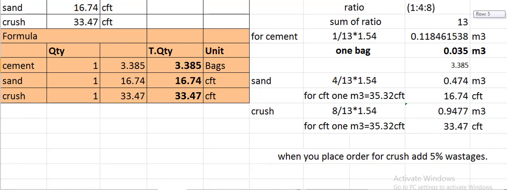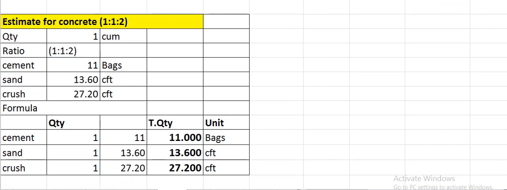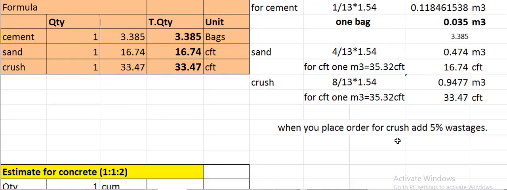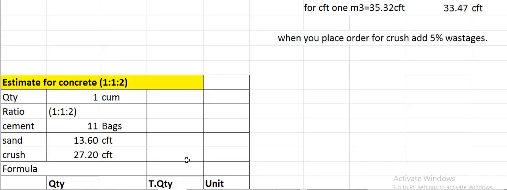cubic feet. Similarly, if the ratio is 1:1:2 class A concrete, we require 11 bags for 1 cubic meter of concrete. We adopt the same formulation as here, and here the ratio 1:1:2, the total becomes 4. We use the same formulation, you can see here. The same way it applies for this concrete also.